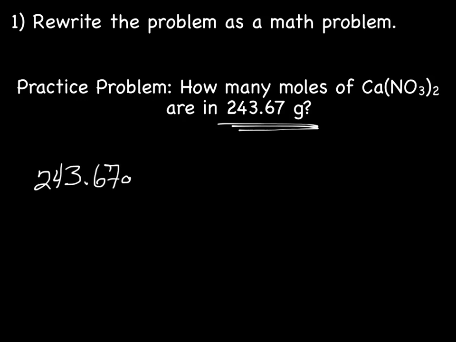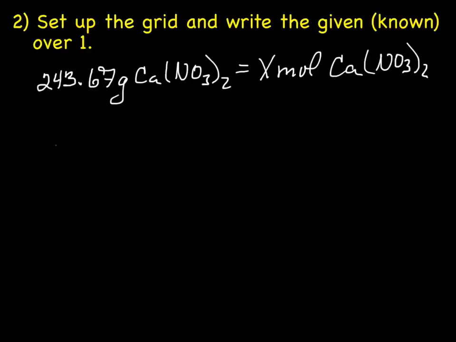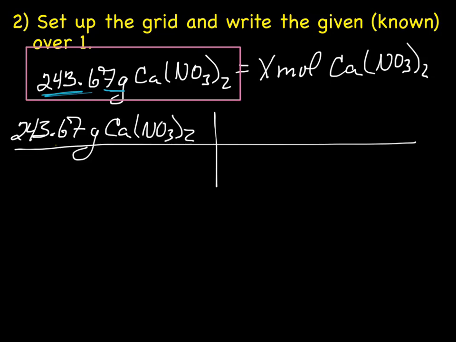So what we know is that we have 243.67 grams of CaNO3, and what we're looking for is how many, that would be our x moles of CaNO3. Okay, so the next step is you're going to set up a grid and write the given or the known over 1. So I have my grid set up, and my known is this side right here, right? It's got a unit here and a number, which means we know something about calcium nitrate. So 243.67 grams CaNO3 over 1.